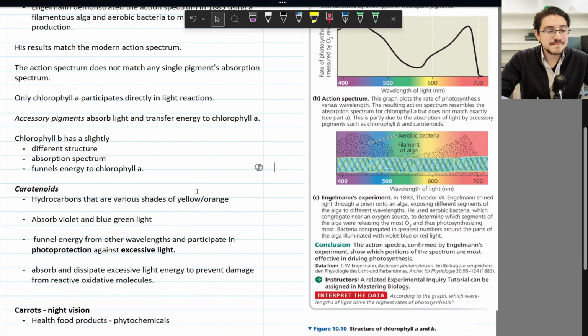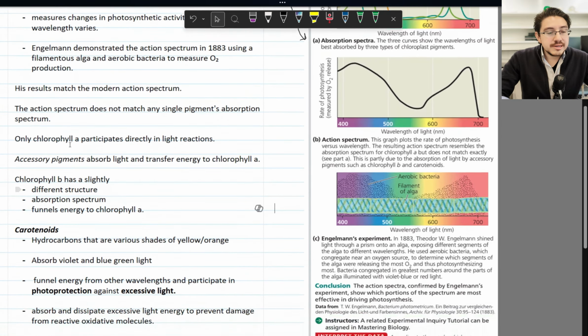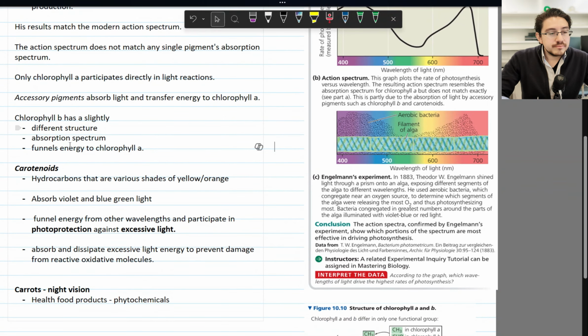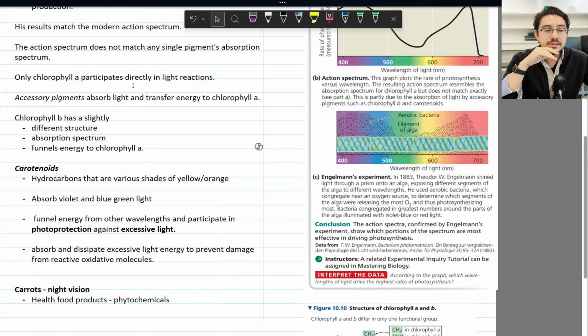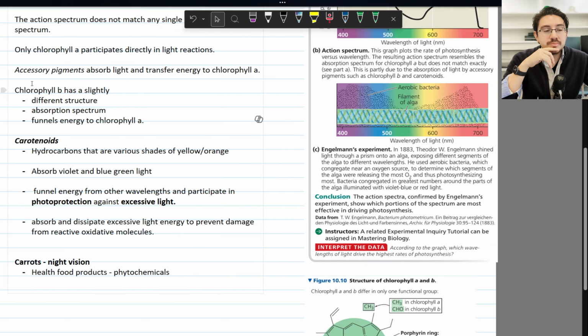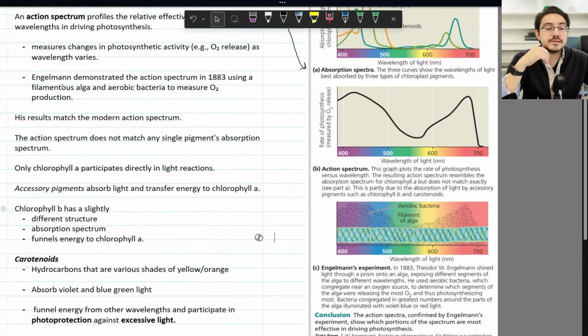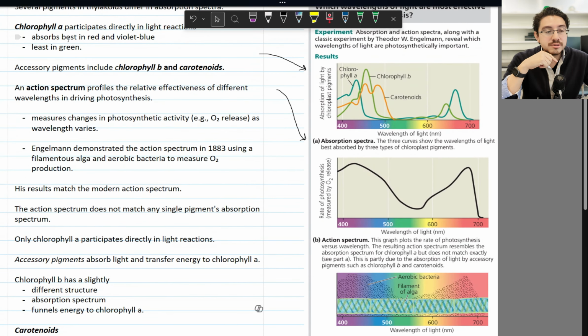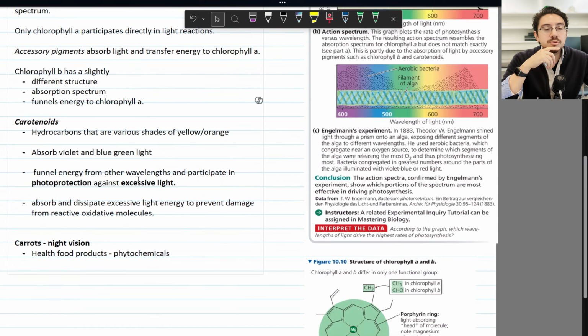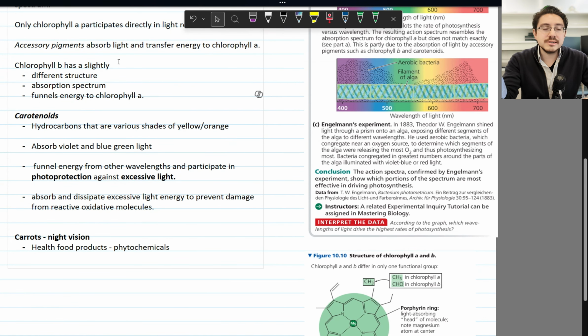Sorry about that. As we get into the different pigments, we focus on the ETC, the electron transport chain. Only chlorophyll A participates directly in the light reactions, and we're going to see that in more detail as we go along. These accessory pigments, carotenoids and chlorophyll Bs, are referred to as helper pigments. They also help absorb light, but ultimately they transfer that energy to chlorophyll A, and chlorophyll A is the one that drives the ETC.